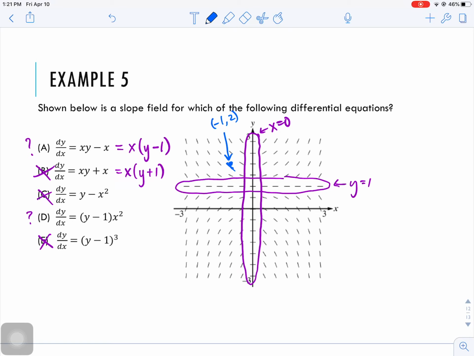If I plug it into D, the y-coordinate's 2, so 2 minus 1 is 1. And then I would take the x-coordinate, which is -1, and square it. Here, let me just show you this. So I'm doing 2 minus 1 times the x-coordinate squared. Well, this is 1. -1 squared is also 1, so this is going to give us a +1. We don't want a positive slope. We need a negative slope there, so it can't be that one, and by default it must be answer choice A.